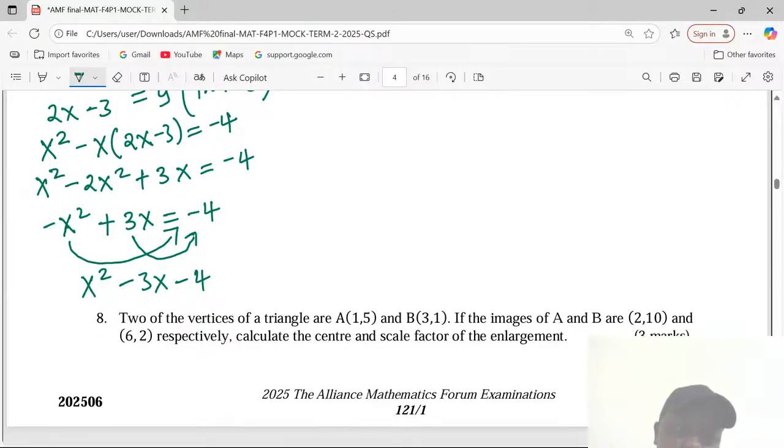I hope you have observed that arrangement of terms very keenly. Negative x squared has gone to the right to become positive, 3x to the right to become negative, and we are already having negative 4 on that side. So now we remain with a 0 on one side.